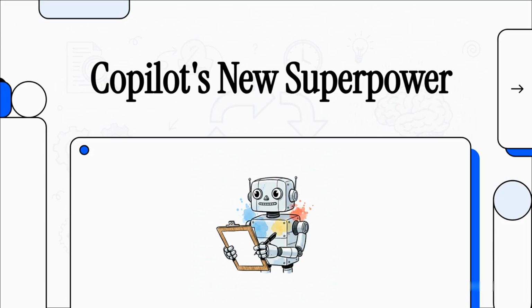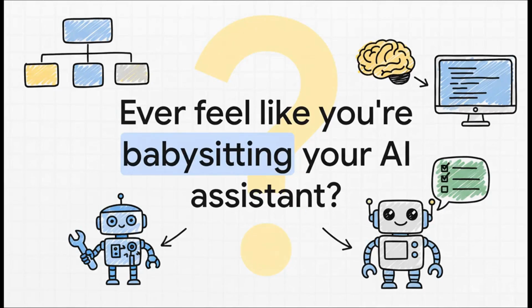So today we're going to talk about a pretty huge update for GitHub Copilot. This is something that takes it way beyond just suggesting the next line of code. We're talking about it becoming a true partner that can orchestrate big tasks. Let's dive in. You know the feeling, right?